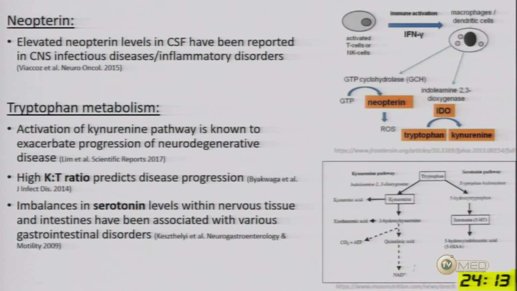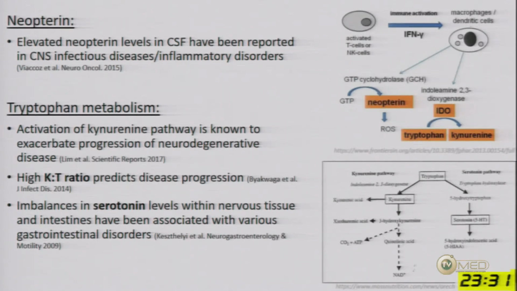Two other things I want to introduce you to. First is neopterin. Neopterin is elevated in CSF, and has been reported in several central nervous system infectious diseases and inflammatory disorders. And then there's tryptophan metabolism, and these are all associated in the same pathways. The activation of the kynurenine pathway is known to exacerbate progression of neurodegenerative diseases. The kynurenine to tryptophan ratio has been very predictive of disease in many instances, particularly HIV. There's been a lot of work in HIV where we've shown that very high levels of inflammation are associated with disbalance in this tryptophan catabolism pathway, also associated with loss of lactobacillus in HIV.